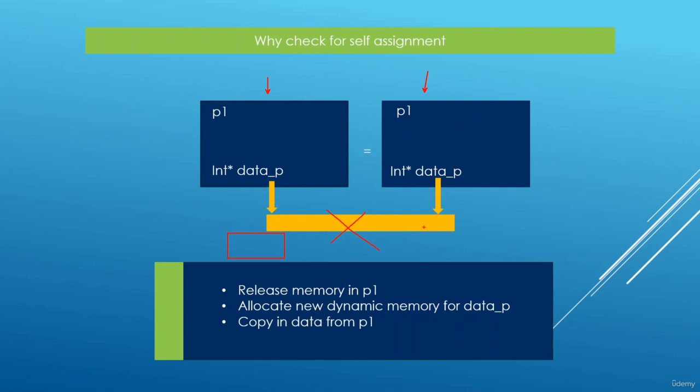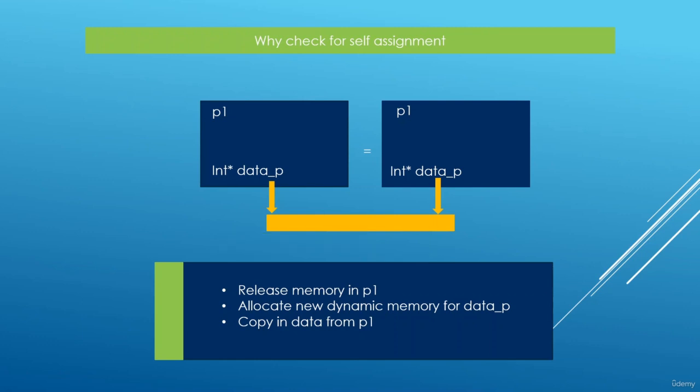And this is going to try and copy from a piece of memory that we have already released, and this is disastrous. This is going to probably cause a crash, and if it doesn't give you a crash, it's going to just copy junk data that you don't really intend to have in P1, and this is really bad. So this is why we need to do self-assignment.